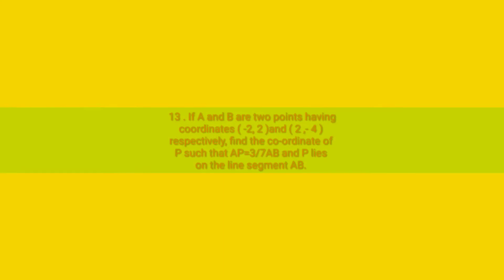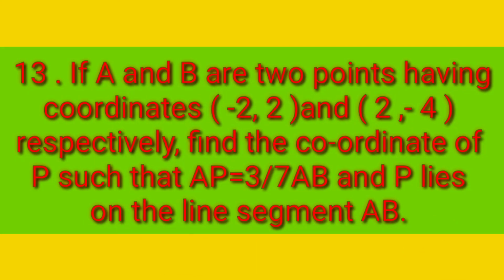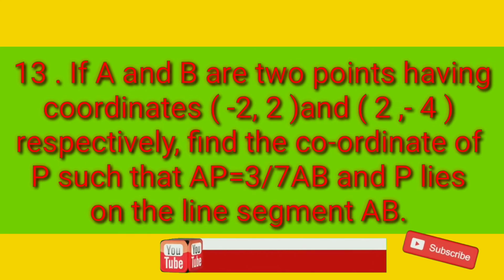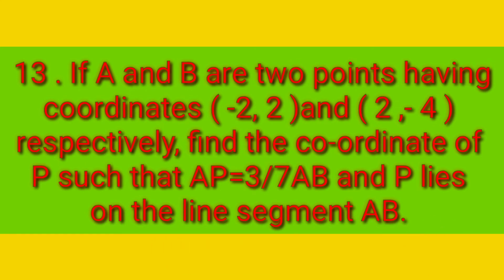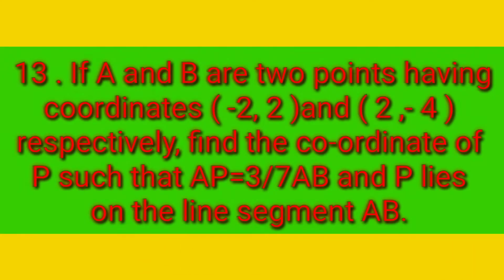Here is a question. If A and B are two points having coordinates (-2, 2) and (2, -4) respectively, find the coordinate of P such that AP equals 3 by 7 AB, and P lies on the line segment AB. So let's solve it.